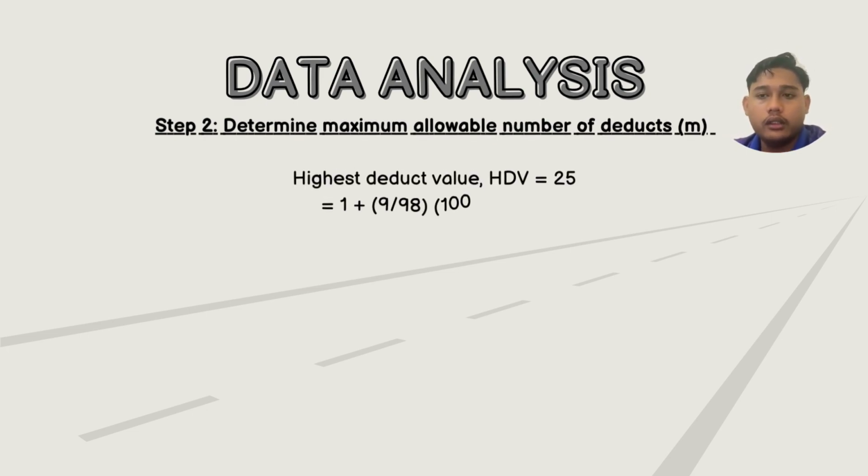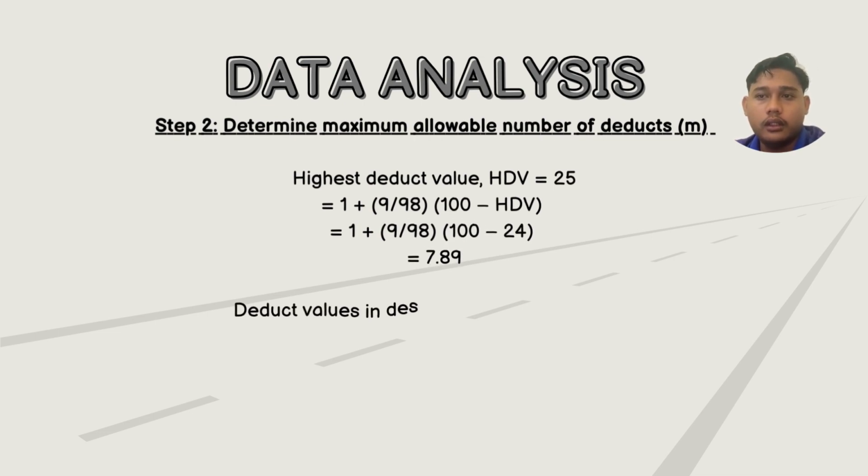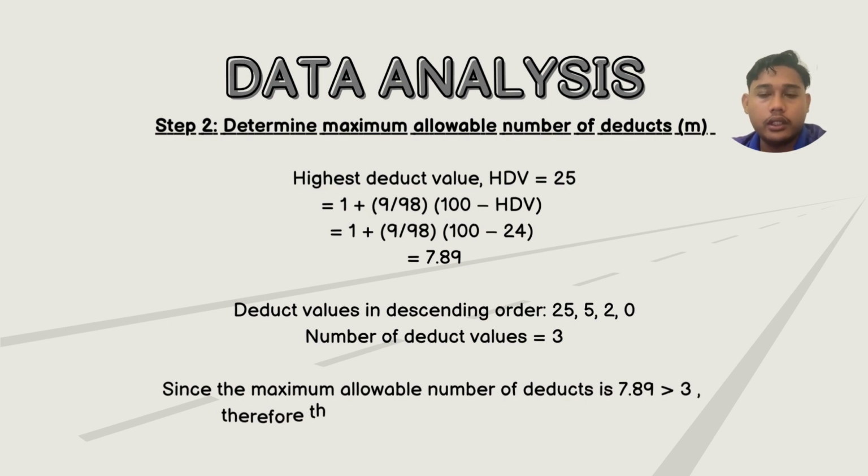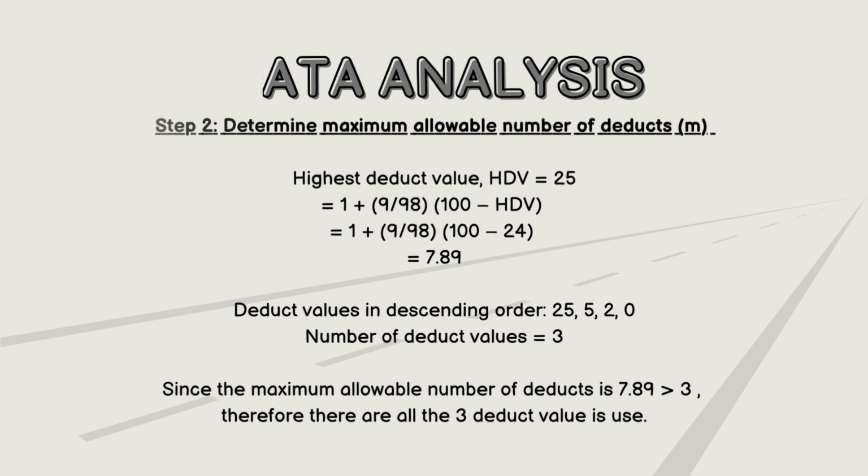The value we key into the formula gives 7.89. The deduct values in descending order are 25, 5, 2 and 0, so the number of deduct values is 3. Since the maximum allowable number of deducts is 7.89, greater than 3, all 3 deduct values are used.